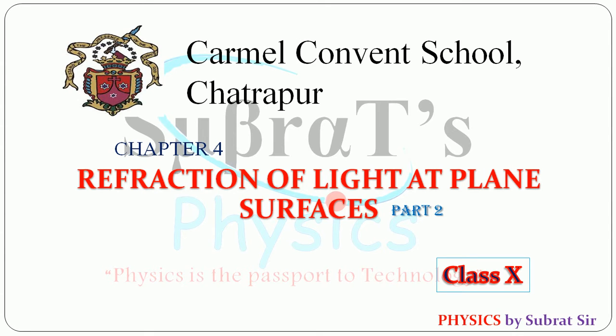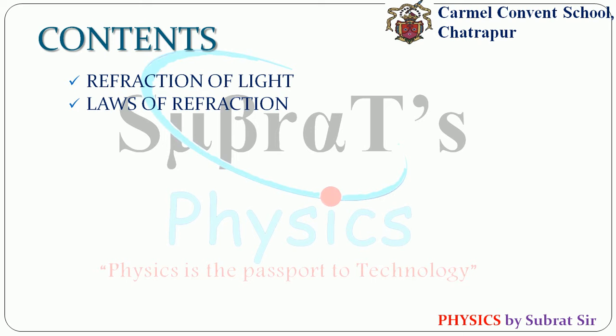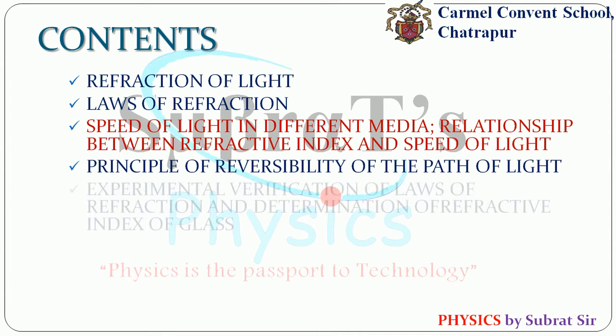In the previous video we discussed the refraction of light at plane surfaces, and this is part 2 of chapter 4. We have learned about refraction of light and the laws of refraction, and in this video we'll discuss the speed of light in different media and the relationship between refractive index and speed of light. The rest of the things we will discuss in the next video.